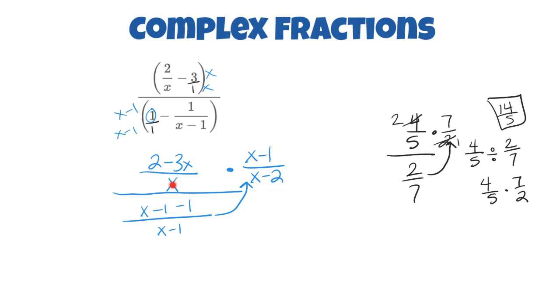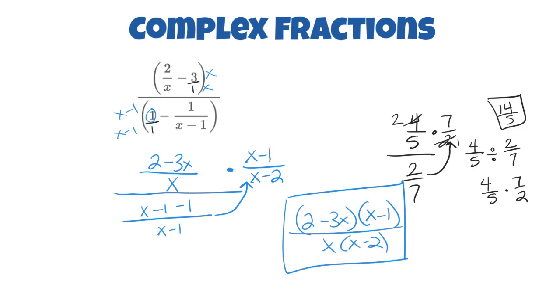Now, these are all pretty basic. There is nothing here that's identical that I'm going to be able to reduce. And that actually happens quite often with complex fractions. So then what I'm left with, final answer, is 2 minus 3x and an x minus 1 in my numerator. And in my denominator, I have an x with an x minus 2. And that's my solution. Okay, that's a complex fraction. They love to put it on the ACT. I don't know. It's just one of those things that people struggle with.